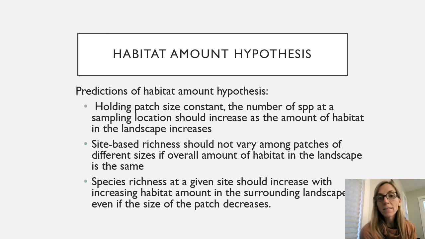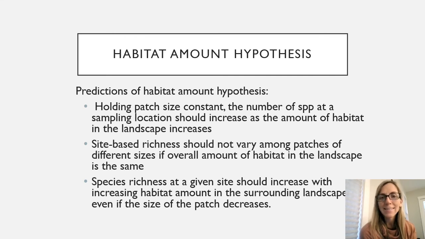This depends on us being able to define the landscape at a scale appropriate for the taxa that we're studying. And this approach has a lot in common with patch connectivity and nearest neighbor measures that we've talked about before. Here, sampling locations rather than the patch itself are going to be the measure. Predictions of the habitat amount hypothesis: here are a few of the tenets.